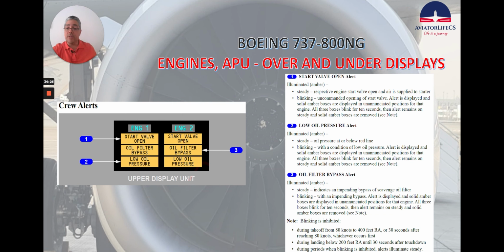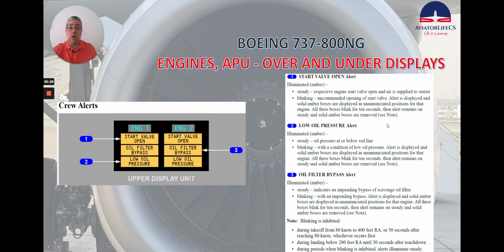You can see it here, still in the upper display unit, remember? Start valve open when it is illuminated amber. We can see it steady. It means that the respective engine start valve is open and air is supplied to the starter. When we see it blinking, on uncommanded opening of a start valve, alert is displayed and solid amber boxes are displayed on annunciated positions for that engine. All 3 boxes blink for 10 seconds. Then alert remains on steady and solid amber boxes are removed.